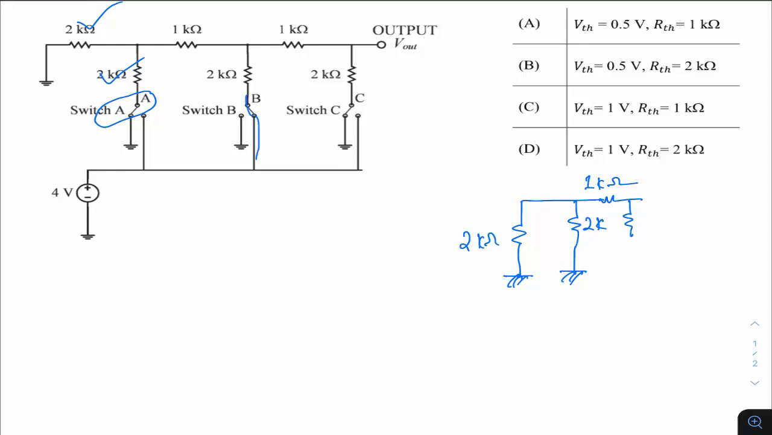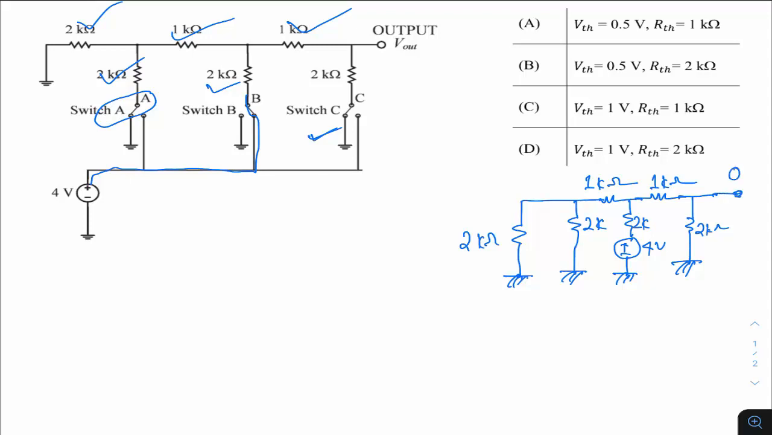If you see, this arm is connected to 4 volts, so this is a 4 volt supply. This is again your 2K. I have taken this into consideration, and this also. Next, I have one more 1K, and this is done. Then I have a 2 kilo ohm resistor, which is also connected to ground. I have one more 2 kilo ohm resistor, which is also connected to ground. And this is my output terminal.